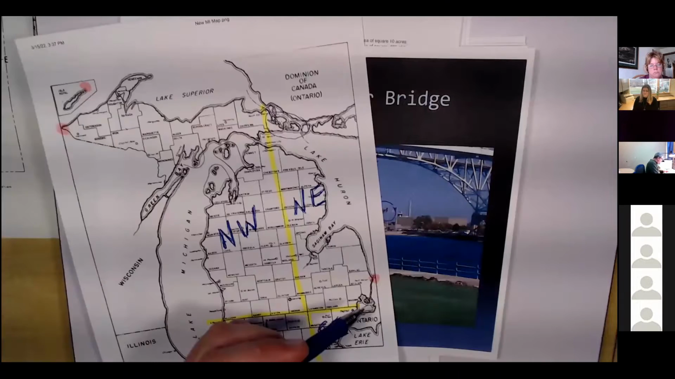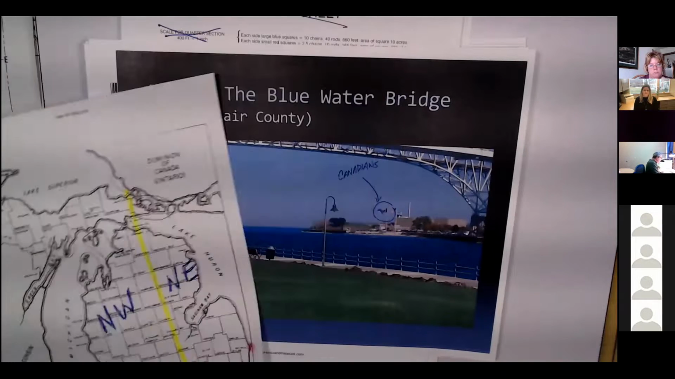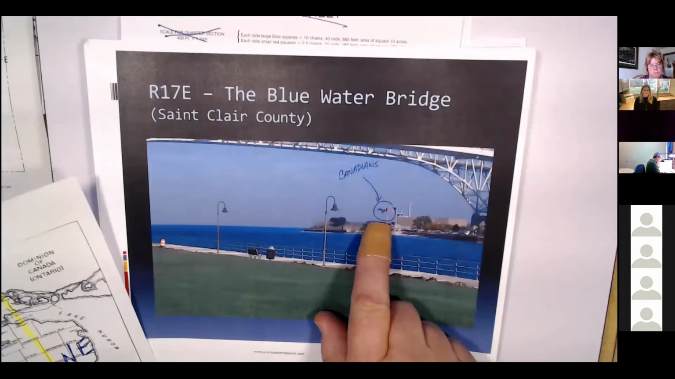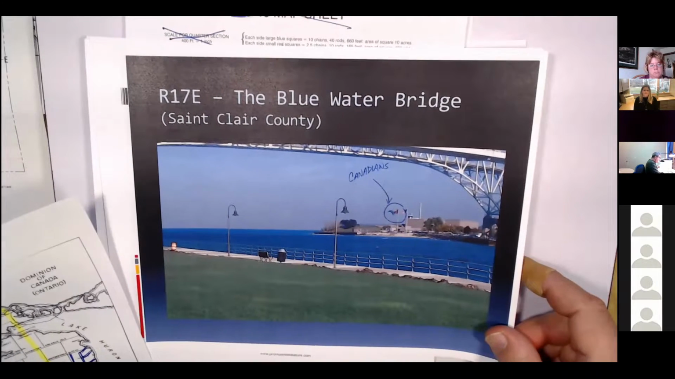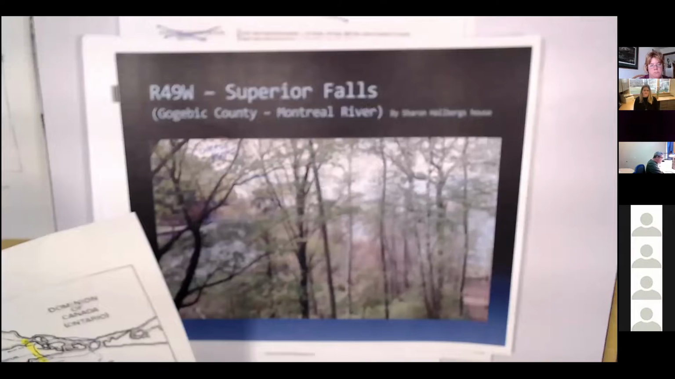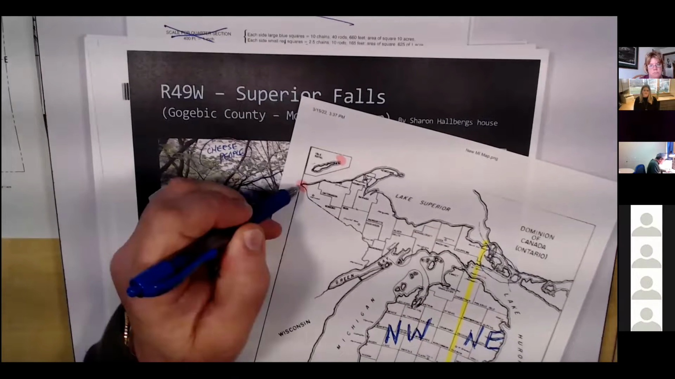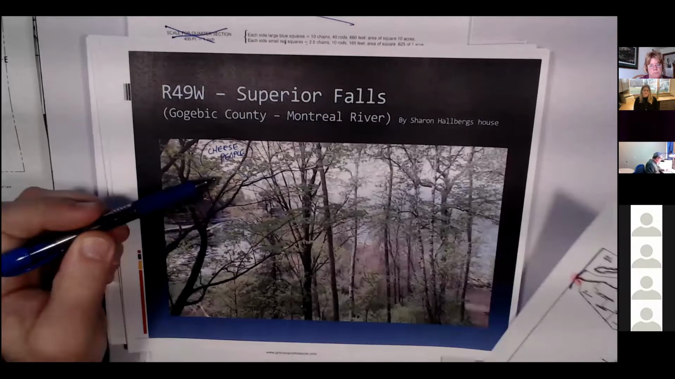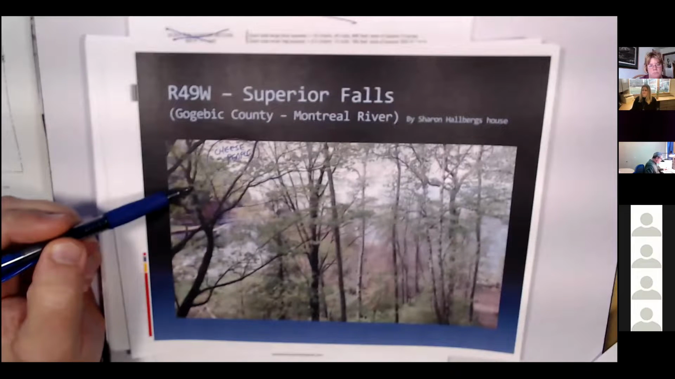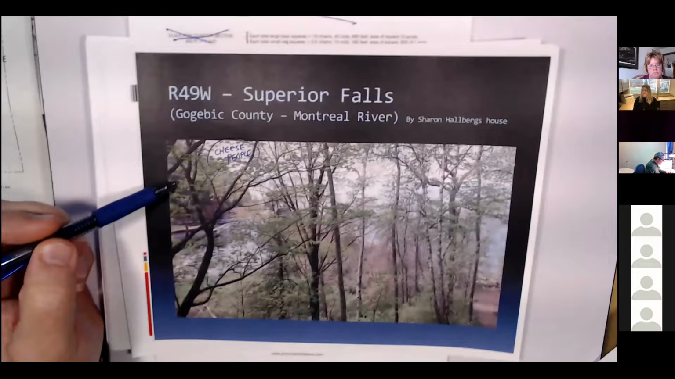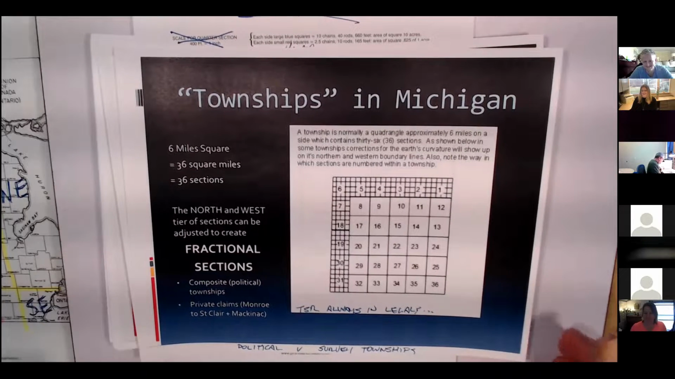If you want to go as far east as you can go in the state of Michigan, that's out here in St. Clair County. They've got Canadians on the other side of the river there. And as far west as you can go, way over here, this is the Montreal River. It separates the cheese people over on this side of the river from Michigan right here. And if you go that way a couple miles, that's where Sharon Hallberg lives, for those of you that have been around a little bit. We'll see how long this lasts.